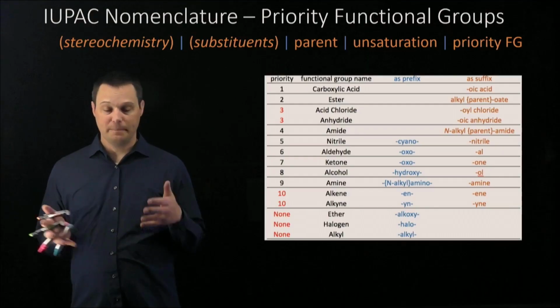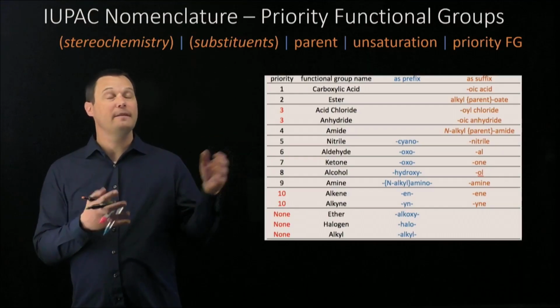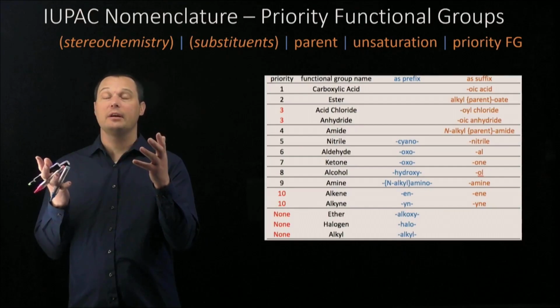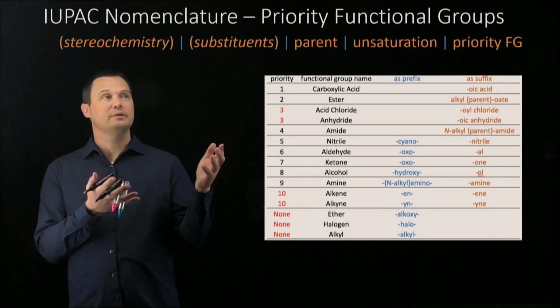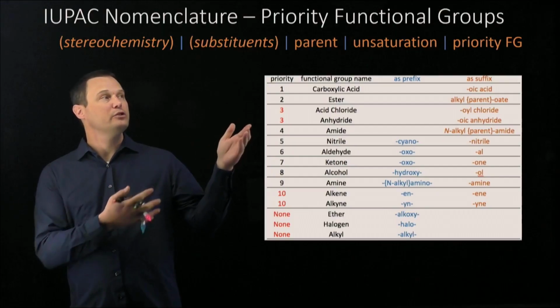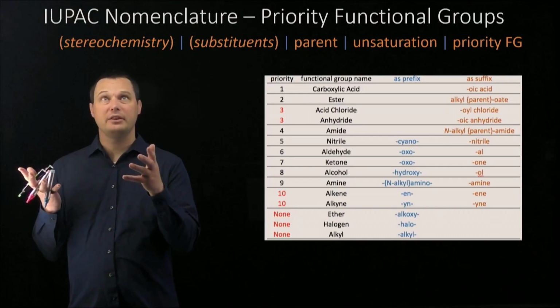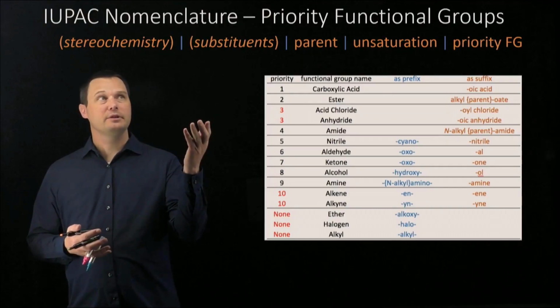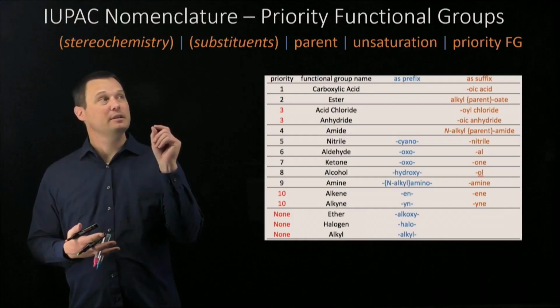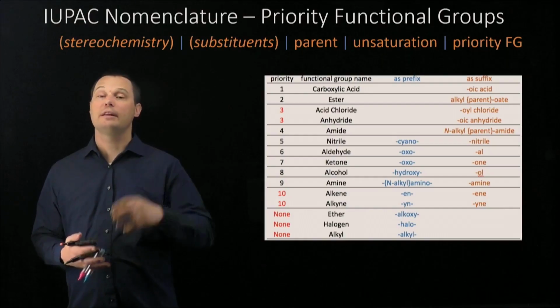As a brief refresher, every IUPAC name is composed of 5 parts. We start with any stereochemistry information, followed by the substituents, and then a syllable for the parent hydrocarbon, the unsaturation, and the priority functional group. Not every molecule has stereochemistry, and not every molecule has substituents. But every IUPAC name needs a syllable for the parent, the unsaturation, and the priority functional group.